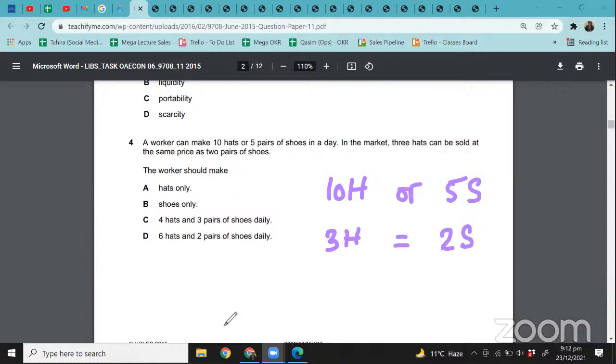Yeah. Any idea? What's the best way you can solve this? Right? What's the best way you can solve this?